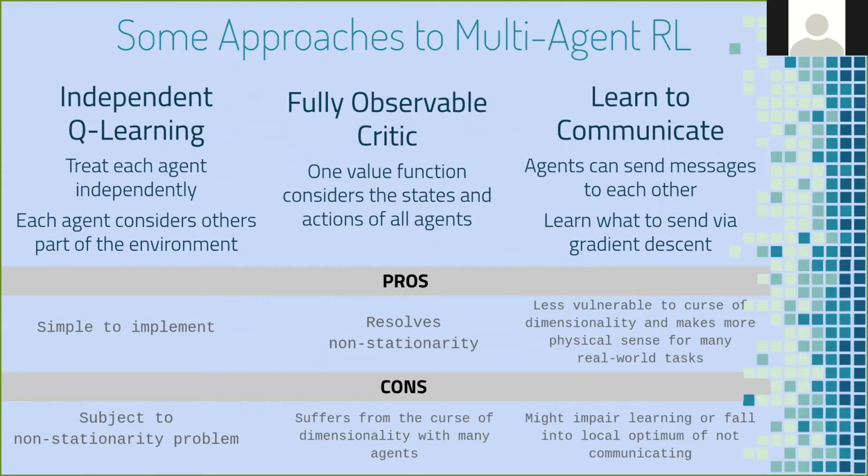Independent Q-learning, fully observable critic, and learn to communicate are 3 classes of algorithms for multi-agent environments. Independent Q-learning treats each agent independently and considers the others part of the environment. While simple to implement, it does nothing to address non-stationarity. Fully observable critic methods employ one value function that considers the states and actions of all agents. It resolves the non-stationarity problem, but is vulnerable to the curse of dimensionality. Approaches where the agents learn to communicate via gradient descent are better at avoiding the curse of dimensionality, but may impair learning or fall into a local optimum of not communicating.